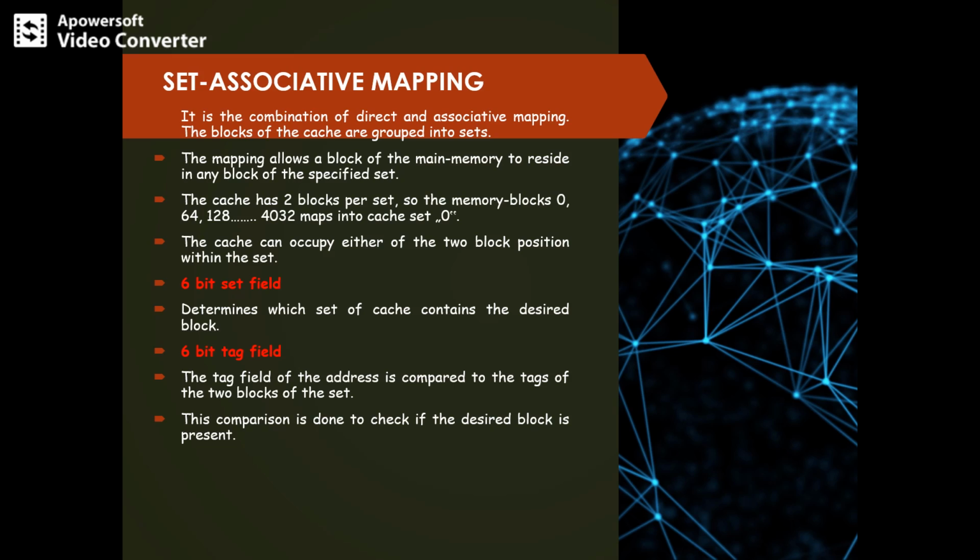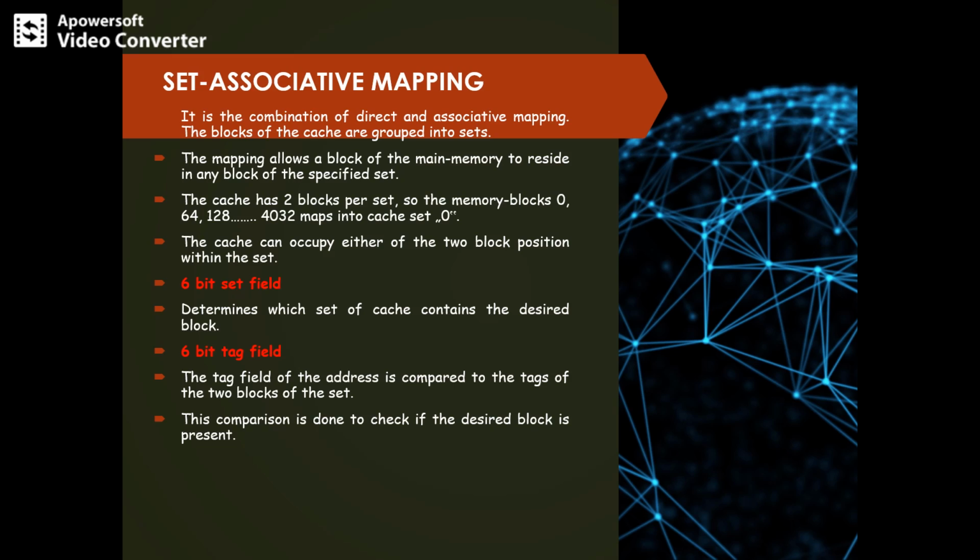So within the set, the mapping function allows a block of the main memory to map into any block of the specified set. The cache has 2 blocks per set. So memory block 0, 64, 128, 4032 maps into cache set 0. The cache can occupy either of the 2 block positions within the set.